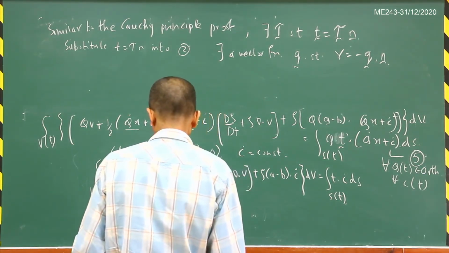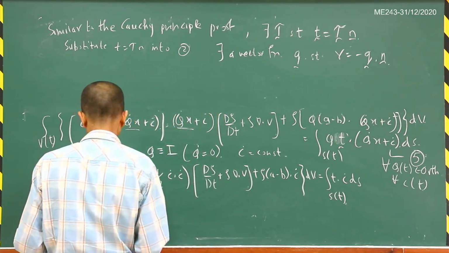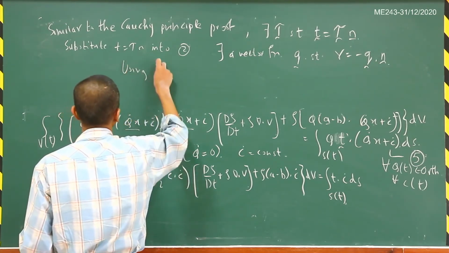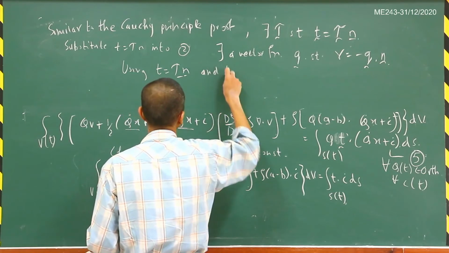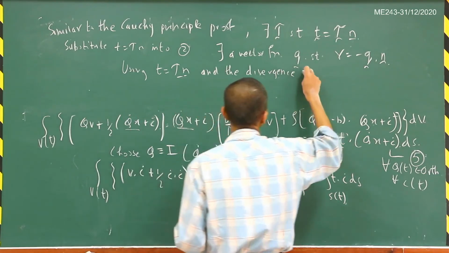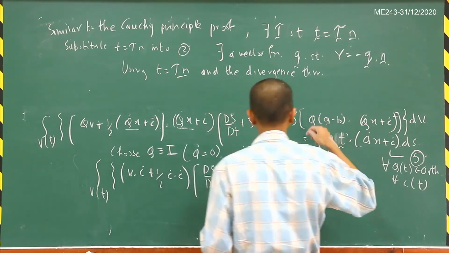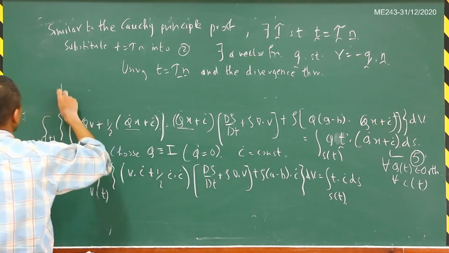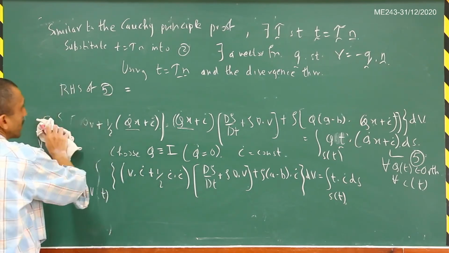Okay, so now using t equal to tau n and the divergence theorem, the right hand side now of 5 can be simplified. So let us write RHS of 5.